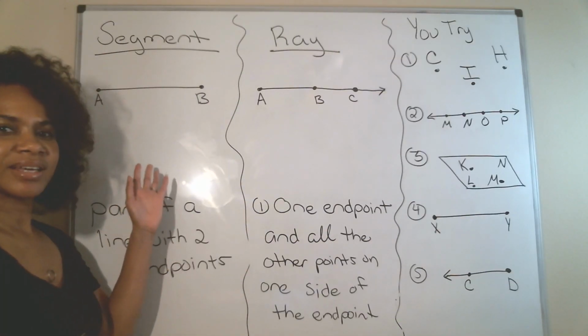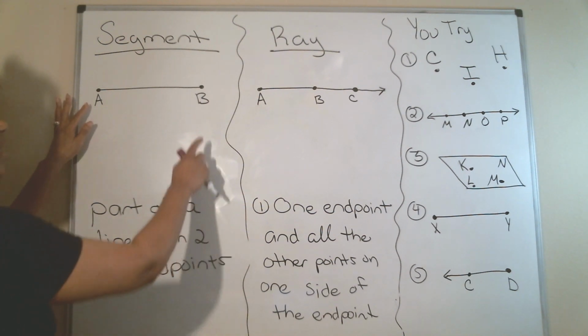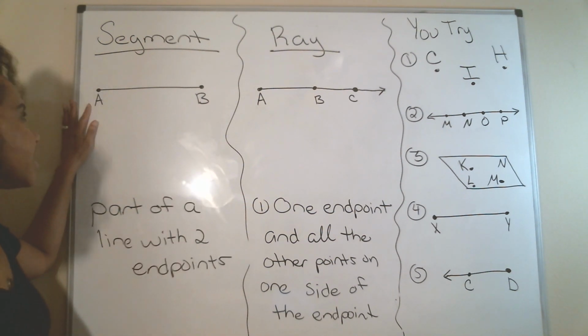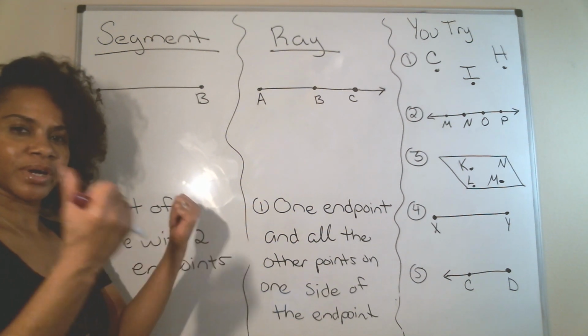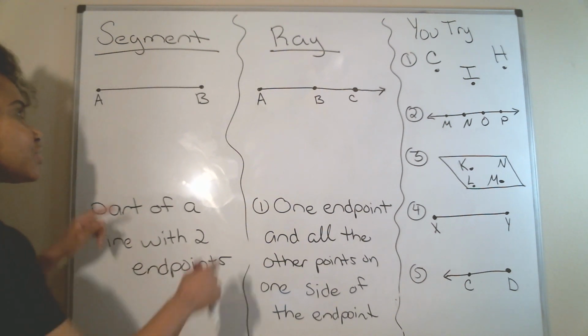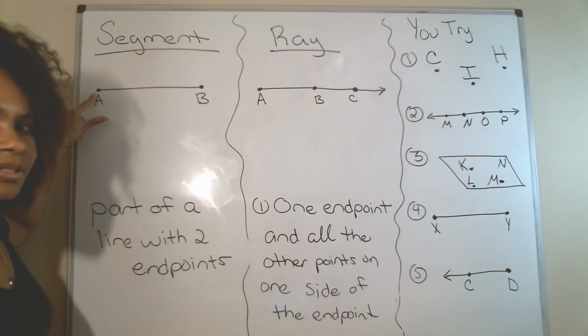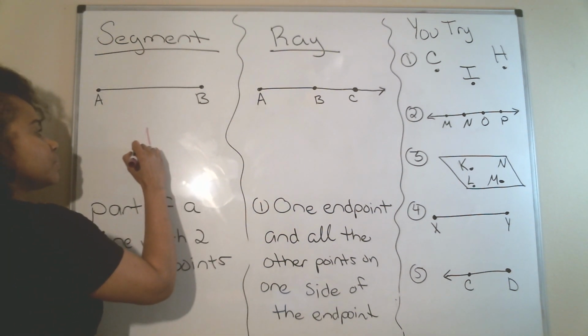Now we're looking at a segment and a ray. A segment is a part of a line that has two endpoints. Remember, a line goes continuously in both directions. It has those arrows on the end. A segment has two endpoints, and so it stops. And the way we name a segment is by the two endpoints.